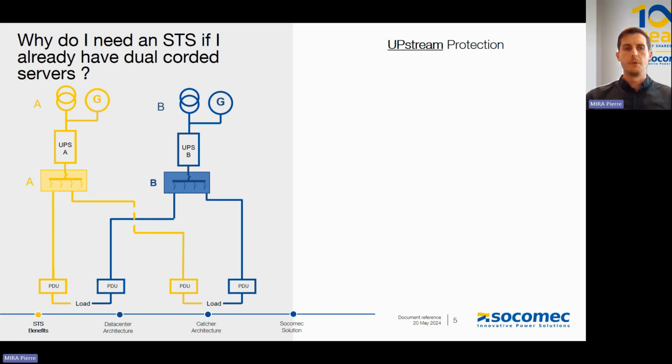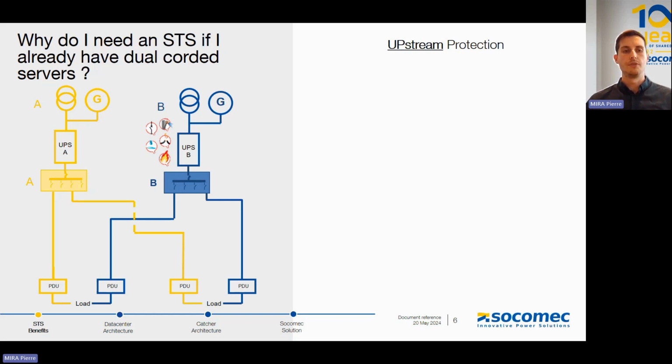So here is our example on the left about loads, which are dual corded loads powered by PDUs, and each PDU is related to a UPS. At this moment, we can simulate a failure on a UPS. So a failure can be a water leakage, a fire, a cable destruction, a breaker tripping, or on the UPS, a human error. It can happen, and when it happens, we must anticipate this failure.